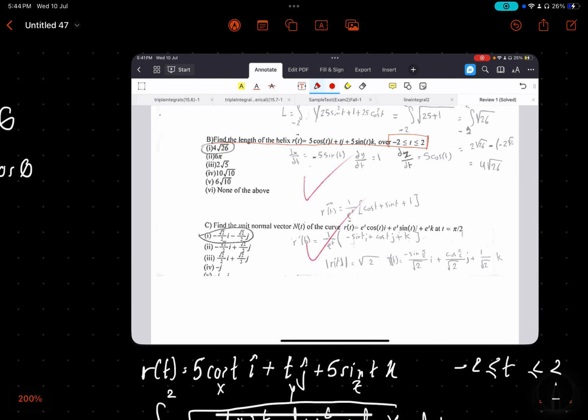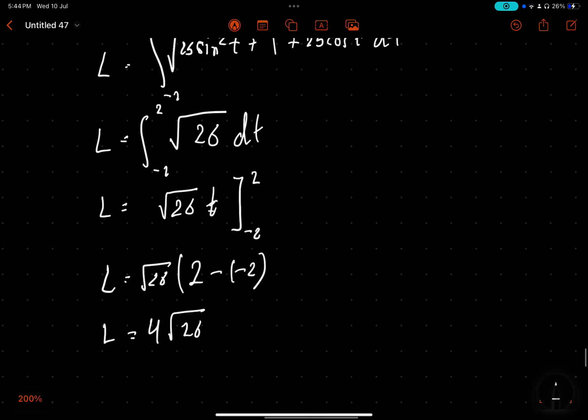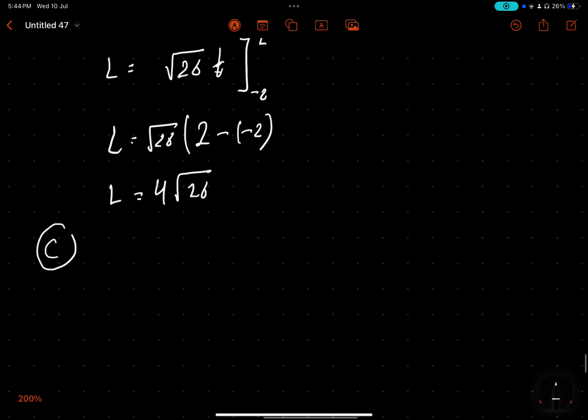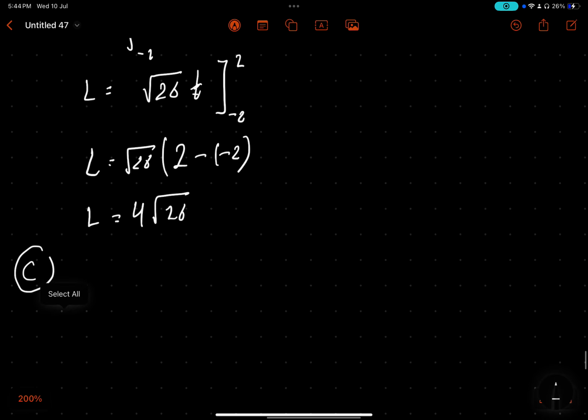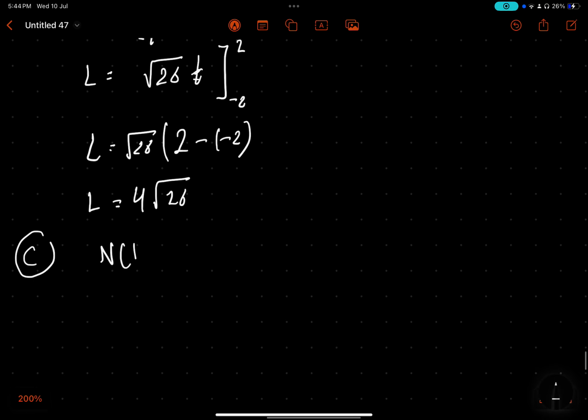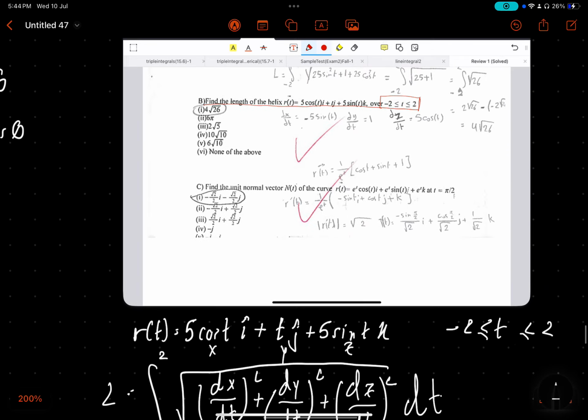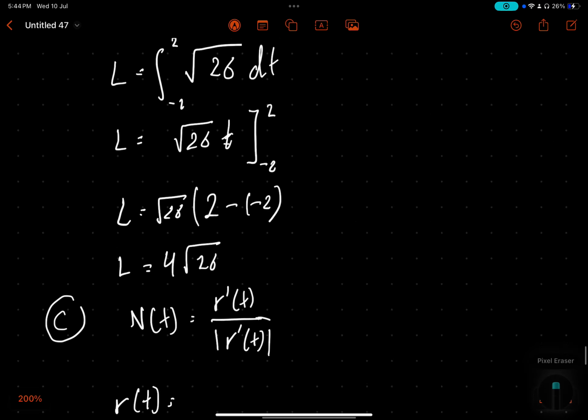Now for C, we want to find the normal vector n of t of the curve r of t, e to the t cosine t, plus this t. In order to find the normal line or the normal curve, it's relatively easy. We know that n of t equals r prime of t, which is the velocity, over the absolute value of r prime of t. And so we said r of t is given here to be e to the t cosine of t.